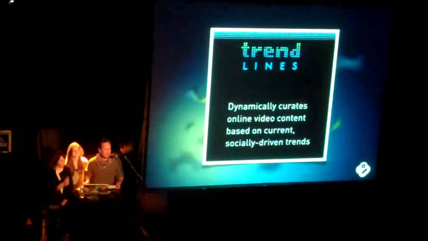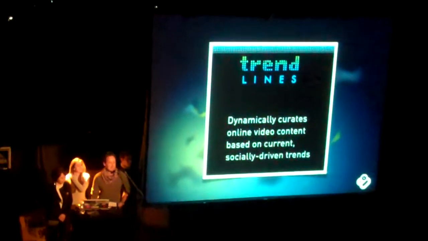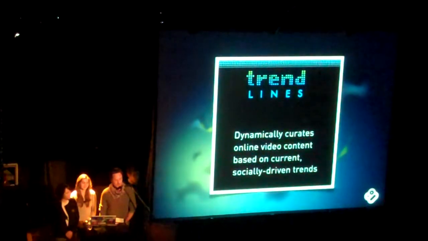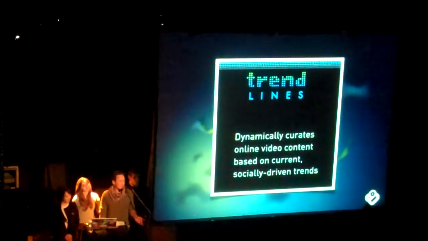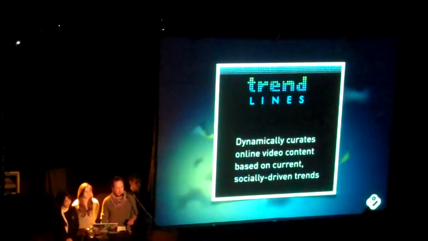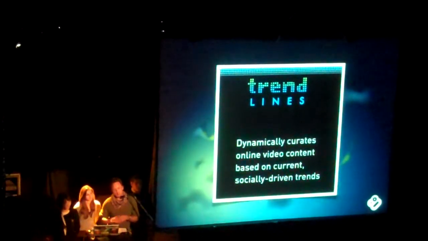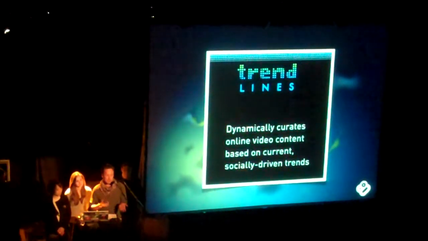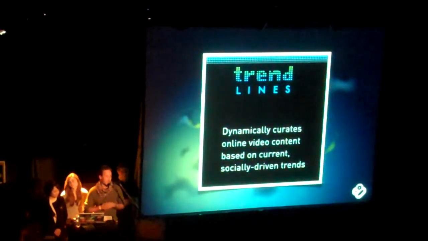So anyway, Trendlines is a video experience that dynamically curates online content according to socially relevant trends. In a nutshell, our video feeds are determined by what's buzzing on the internet at the moment. We use a big spectrum of trend aggregation to filter online video to generate video content that is ideally a representative commentary of what's happening on the internet at the moment.